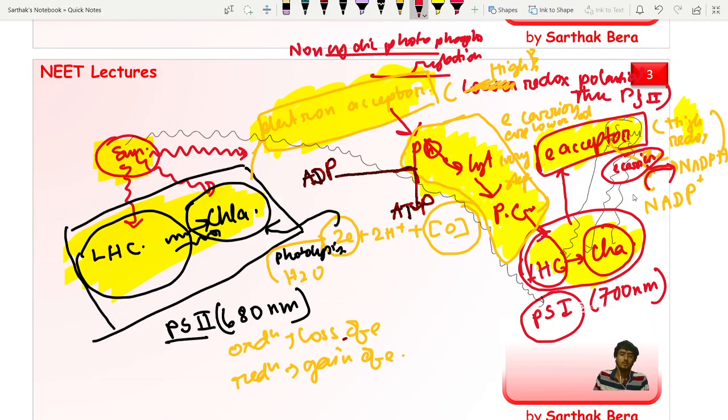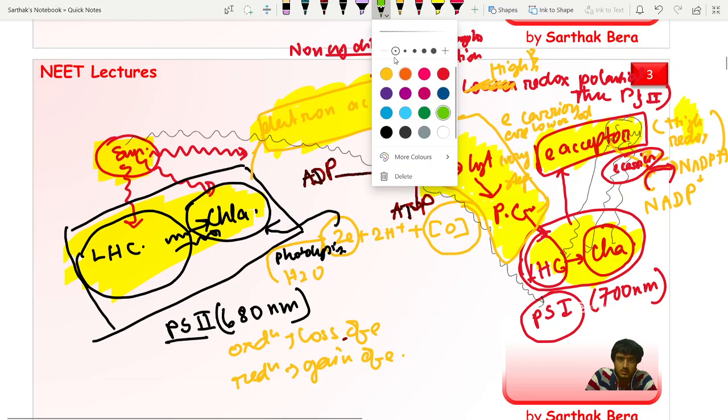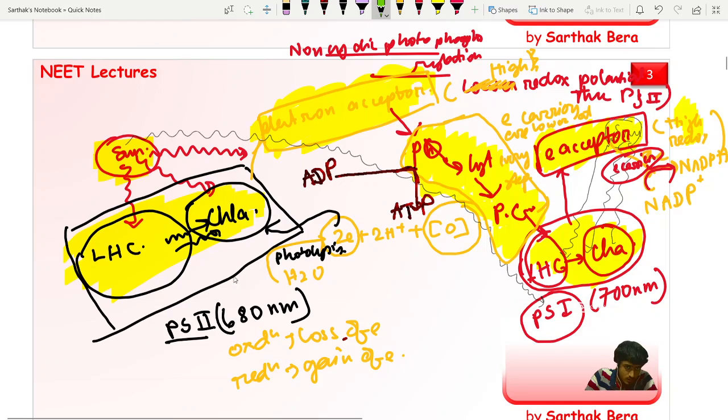So this is the basic concept here, non-cyclic photophosphorylation. And look here, the interesting thing is the electrons come to photosystem 1, then it goes up, then it again goes down at a level of redox potential gradient, and then it again goes up at a redox potential gradient.